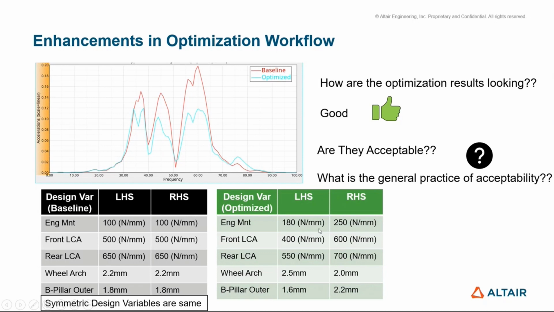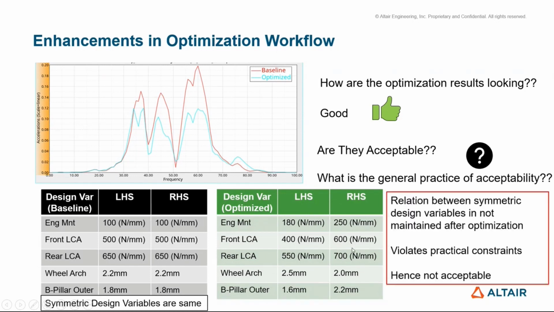So for few of them, it is increased. If it is increased, they are not the same. For few of them, it has decreased. For example, front LCA, the value is decreased from the baseline. And for RHS, it has increased. So basically, the relationship between design variables is not maintained after optimization. So it violates the practical constraints, and hence this is not acceptable.